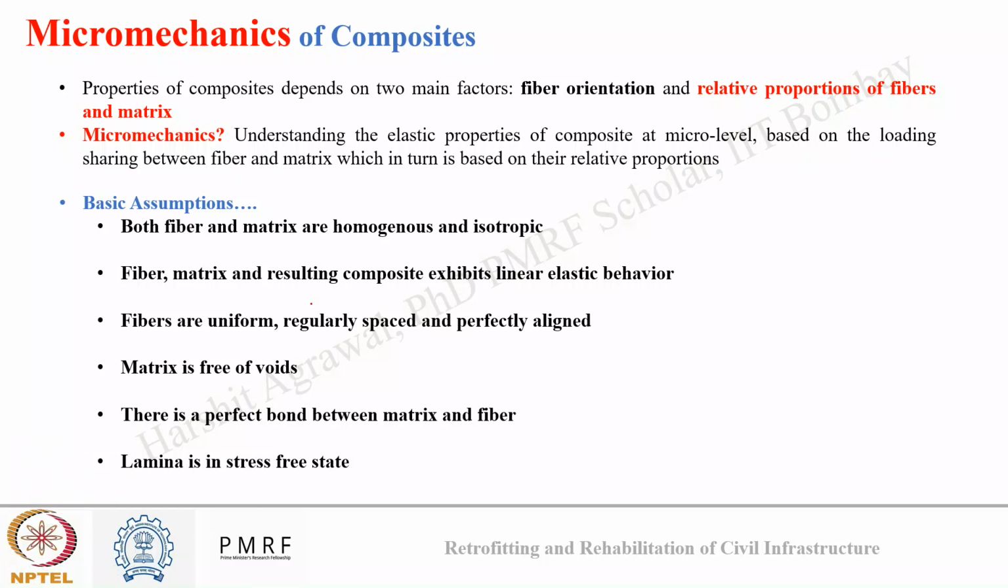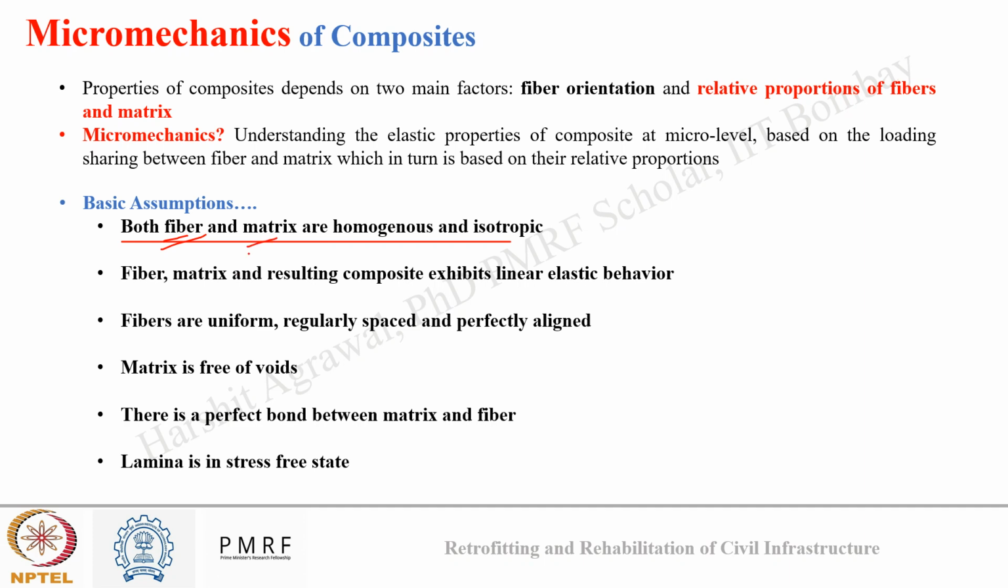Okay, so we saw earlier that the orientation of fiber is important. Now we will talk about how the relative proportion of fiber and matrix is important, and how the properties of fiber and matrix in combination determine the property of a composite. Okay, now since there is engineering involved here at micro level, there shall be some assumptions to discard some practical vulnerabilities. And what are these assumptions? Both fibers and matrix are homogeneous and isotropic. So when I talk about fiber, there is a single type of fiber, either glass, or carbon, or aramid.